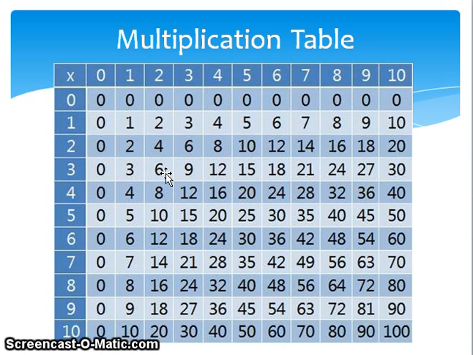Say also we wanted to do 4 times 5. Here's the 4 column, and we come down to 5. And there's 4 times 5, which equals 20.